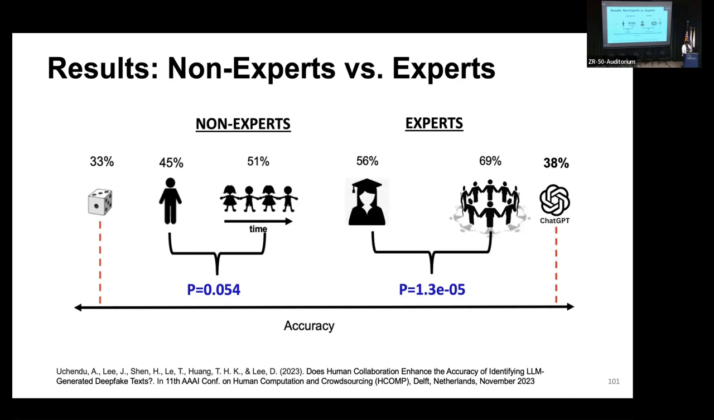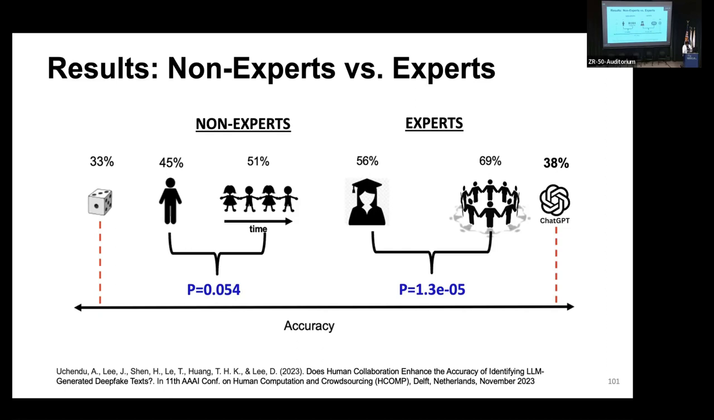We use Amazon Mechanical Turk for non-experts, so we're only able to do non-synchronous collaboration. But then for the experts, we recruited them from Upwork, so we're able to do synchronous collaboration. And we find that the individual performance of non-experts is 45%. And when they collaborate, it improves the performance to 51%.